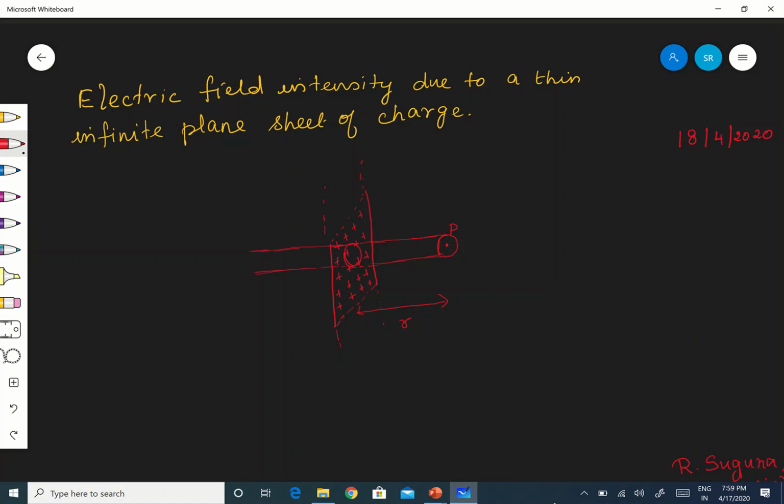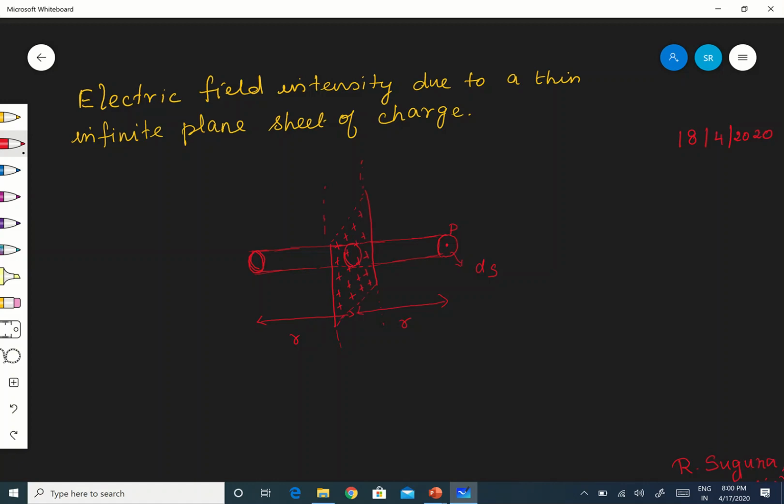I hope you are following here. So this is the Gaussian surface. P is a point of interest where we have to find out the electric field, right? Now, what is the best Gaussian surface here? I am considering a cylinder. What is the length of the cylinder? Length of the cylinder is 2r. And what is the cross-sectional area? Cross-section of the cylinder is ds. Okay, so this is my Gaussian surface.